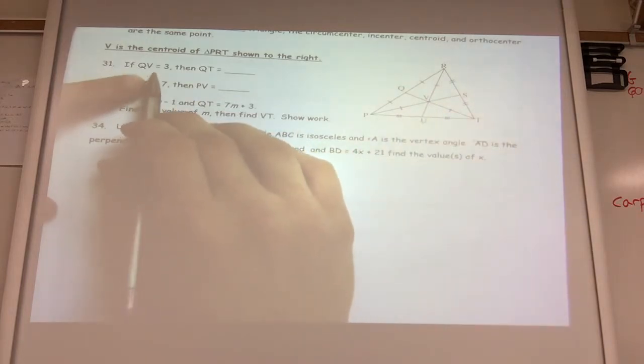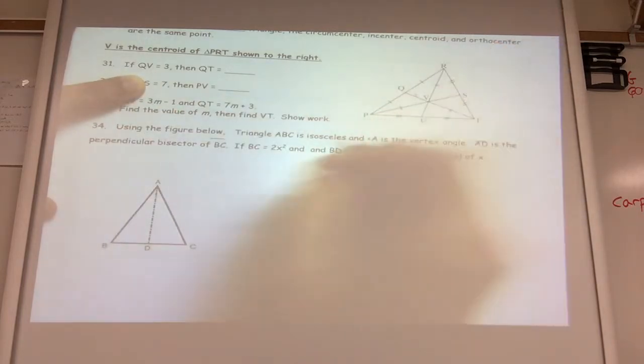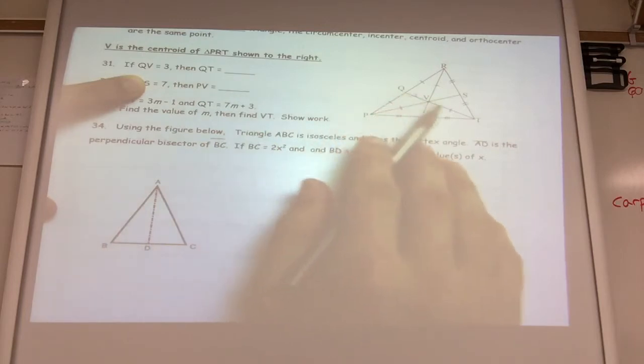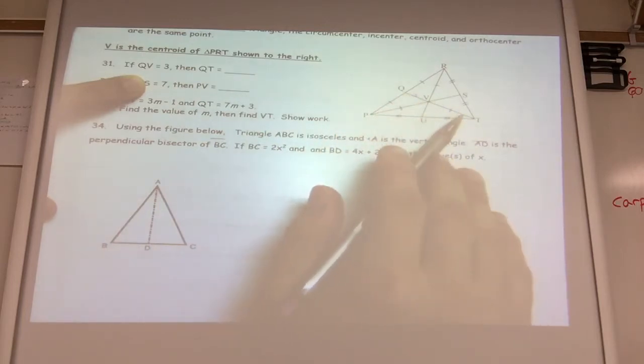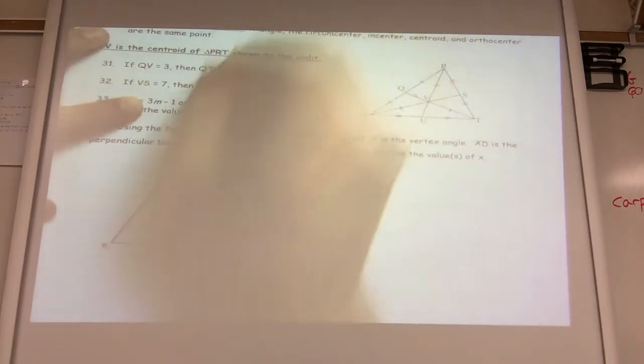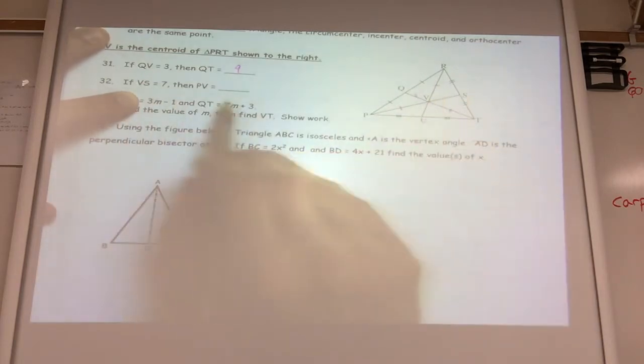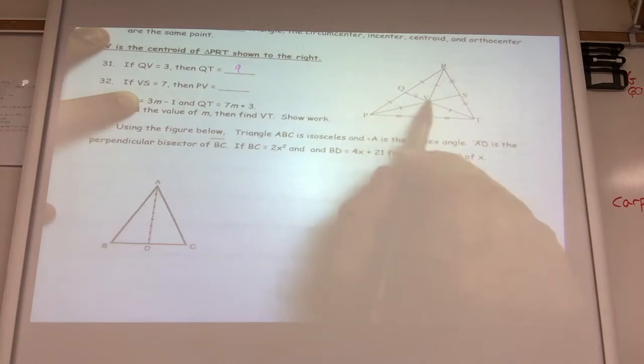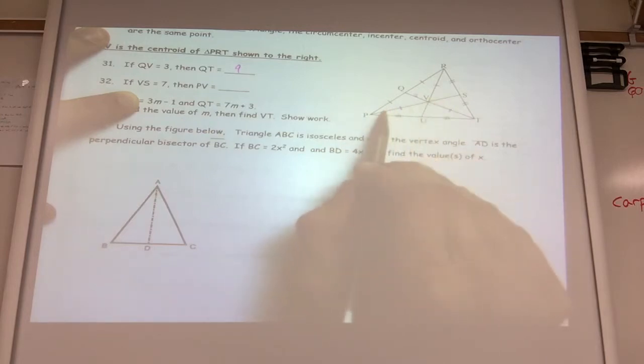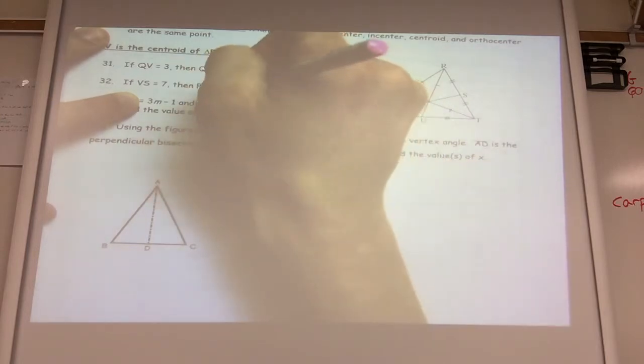Okay, QV is 3. Then QT, so all the way across, is 3, 6, 9. VS is 7, so that's 7. So PV is just from here to here, so it's 7 times 2, 7, 14.